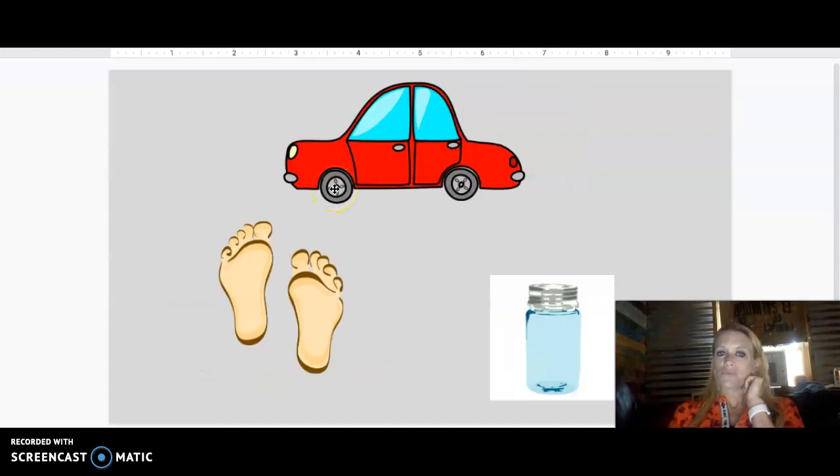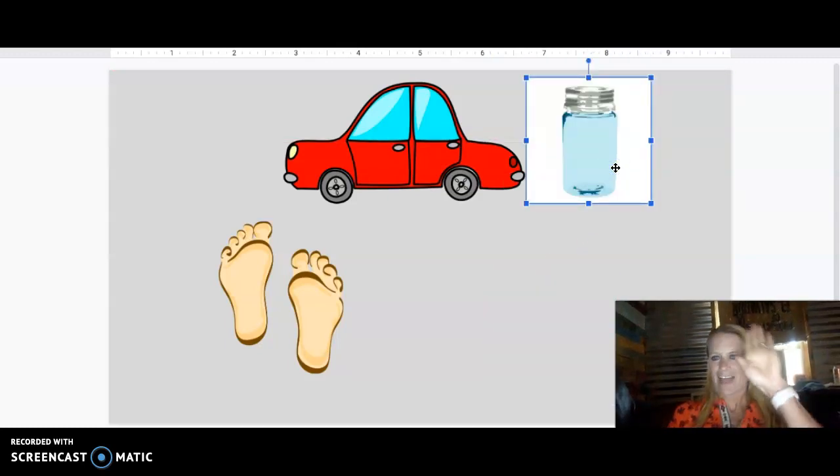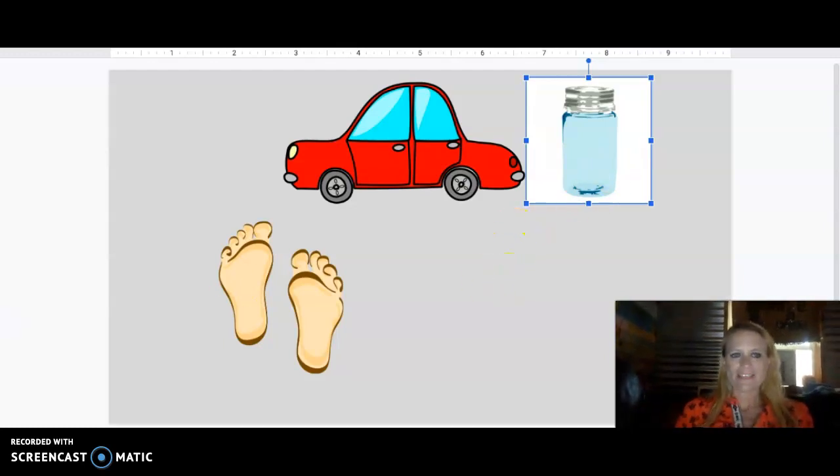Which word rhymes with car? Feet or jar? Good job. Car and jar are rhyming words. High five. Nice job this morning.